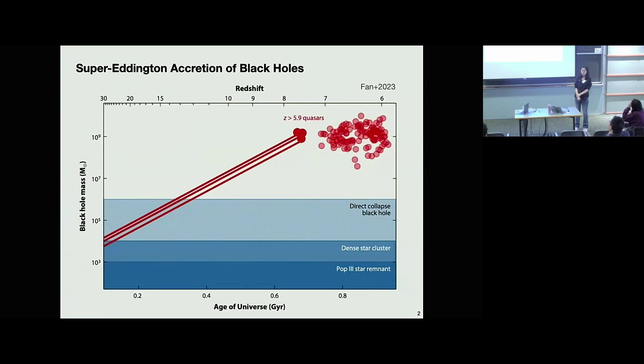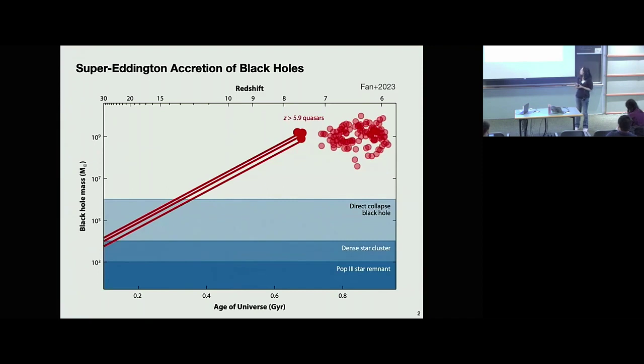Black hole super-Eddington accretion has always been a fascinating subject of black hole research. People have identified quasars with black hole mass more massive than 10^9 solar masses when the universe is nearly 700 million years old. So how did they grow to be so massive in such a short amount of time?